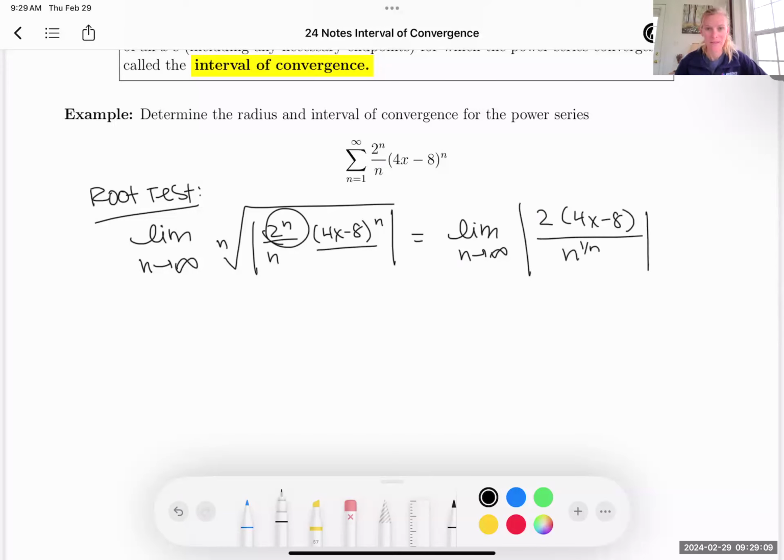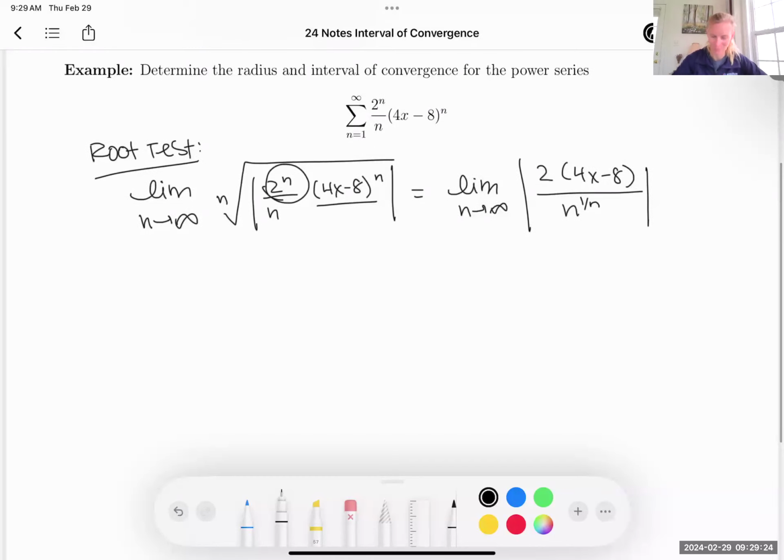Okay, now we're taking the limit as n approaches infinity. The n's are only in the denominator. If you remember from a few weeks ago when we did the root test, we had a theorem that told us the limit as n approaches infinity of n to the 1 over n is just 1. You can prove that with a fancy L'Hopital's rule. So our denominator is going to be 1. We're going to be left with the absolute value of 2 times 4x minus 8.